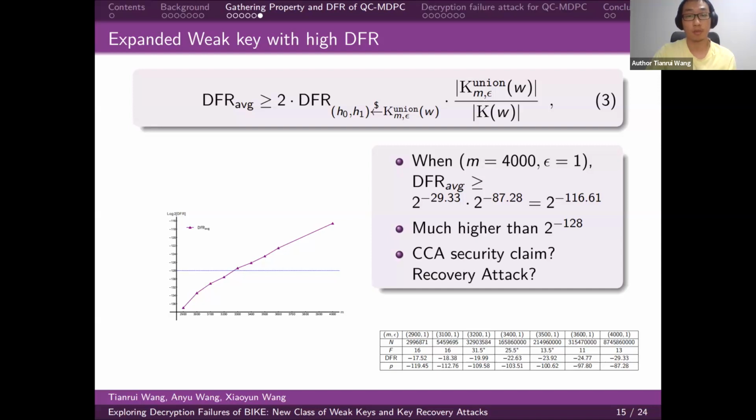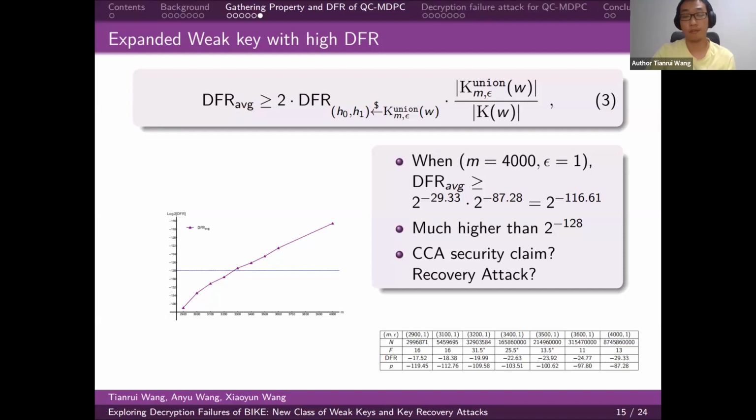We have made experiments with epsilon equals 1 and 2,900 lower than m lower than 4,000. The results are listed in the right table. N is the number of decryptions. F is the number of failure cases. The .5 comes from our sampling method. The DFR is in logarithm form and P is the probability that a random K has the gathering property.